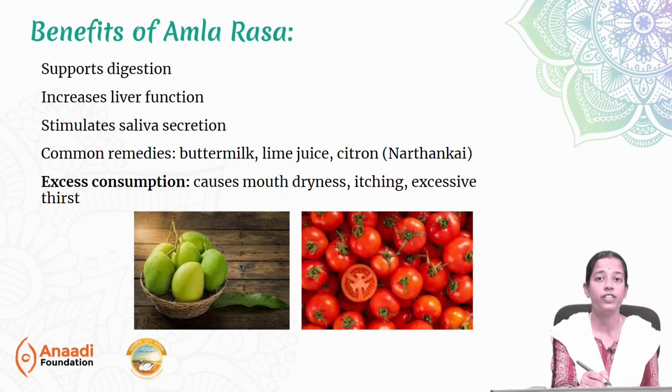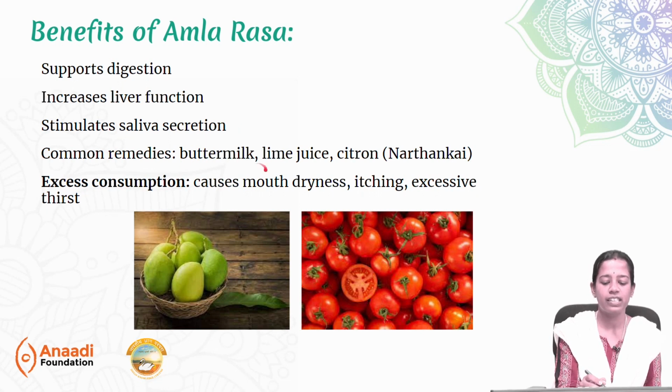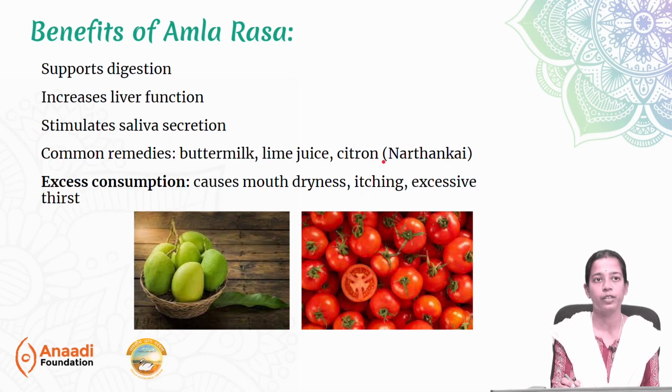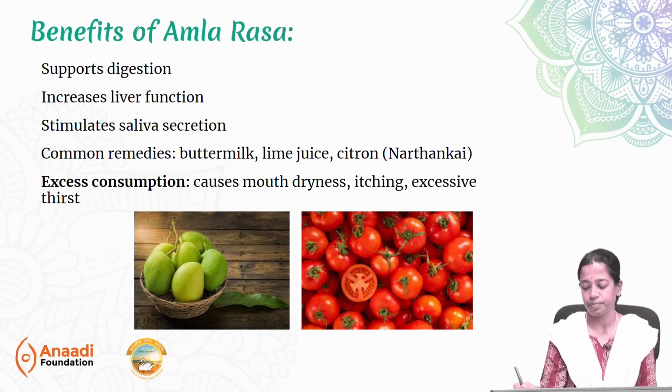Here are some benefits of Amla rasa. It supports digestion, it increases the liver function, it stimulates saliva secretion. Have you tried having a raw mango? It definitely does that. Some common remedies such as buttermilk, lime juice and citron are all examples of Amla rasa. Excessive consumption causes mouth dryness, itching and excessive thirst because it aggravates the Pitta dosha.